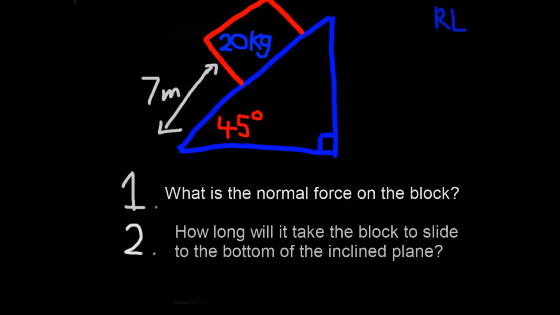Now for homework this week, what I want you guys to do is try this problem. We've got a 20 kilogram block on a 45-degree incline, 7 meters from the bottom of the inclined plane. First thing I want you to find is what is the normal force on the block. Second thing I want you to find is how long will it take the block to slide to the bottom of the inclined plane.